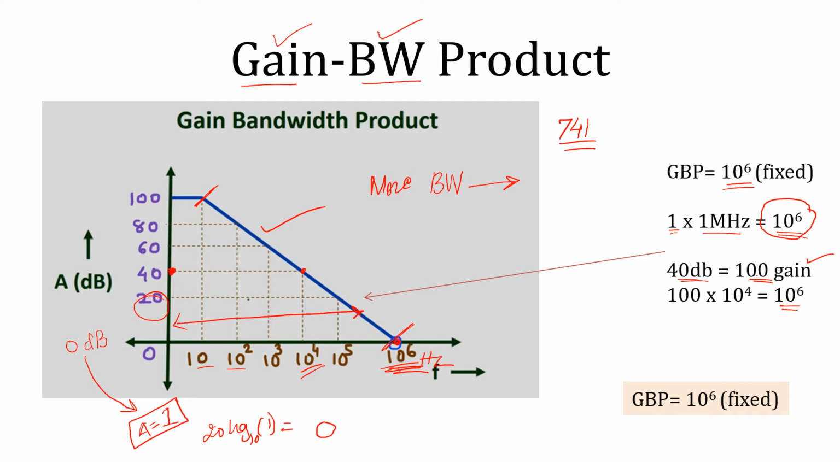If you want more gain, let's say you want 80 decibel gain, at 80 decibel gain the bandwidth will be only 100 hertz, a very small bandwidth for that particular operational amplifier configuration. So more bandwidth means less gain. That is the crux of this particular slide. Let's move ahead and see some more relevant examples or numericals related to this.